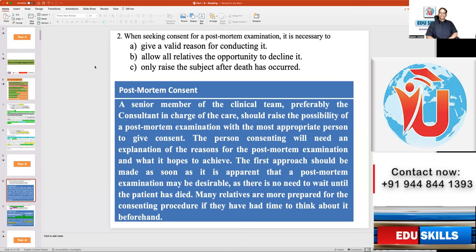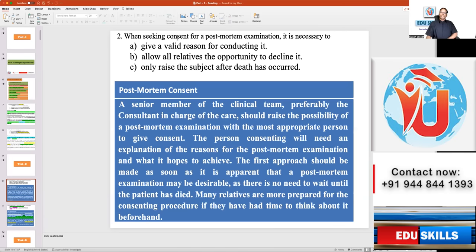Paragraph, post-mortem consent. A senior member of the clinical team, preferably the consultant in charge of the care, should raise the possibility of post-mortem examination with the most appropriate person to give consent. The person consenting will need an explanation of the reason for the post-mortem examination and what it hopes to achieve. The first approach should be made as soon as it is apparent that a post-mortem examination may be desirable, as there is no need to wait until the patient has died. Many relatives are more prepared for the consenting procedure if they have had time to think about it beforehand.